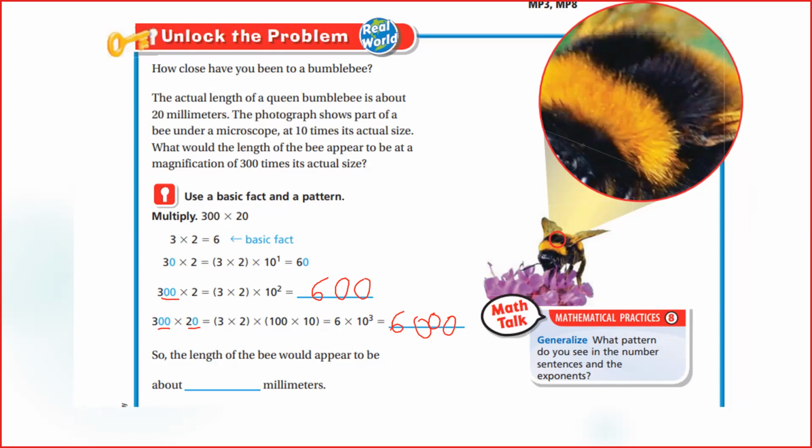So now, as I told you, its size is 20 millimeters and it's magnified by 300 times its actual size. So what will the length of the bee be? It will be 20 times 300, which is 6,000 millimeters.